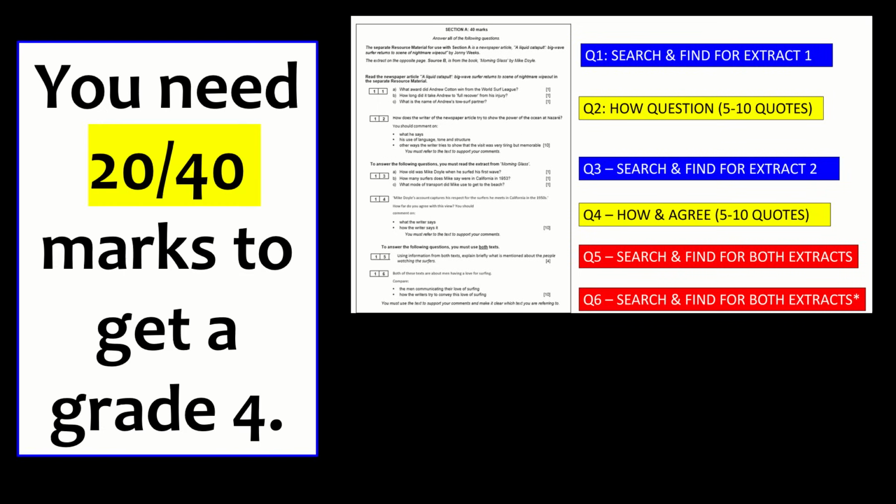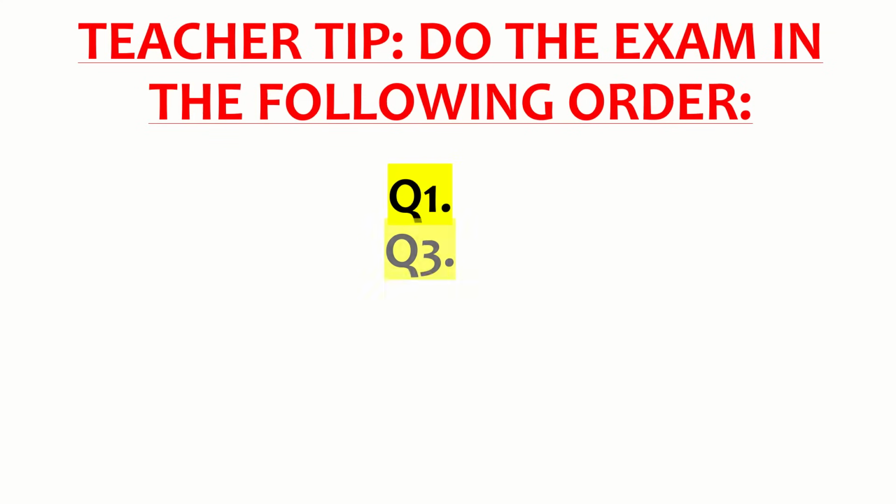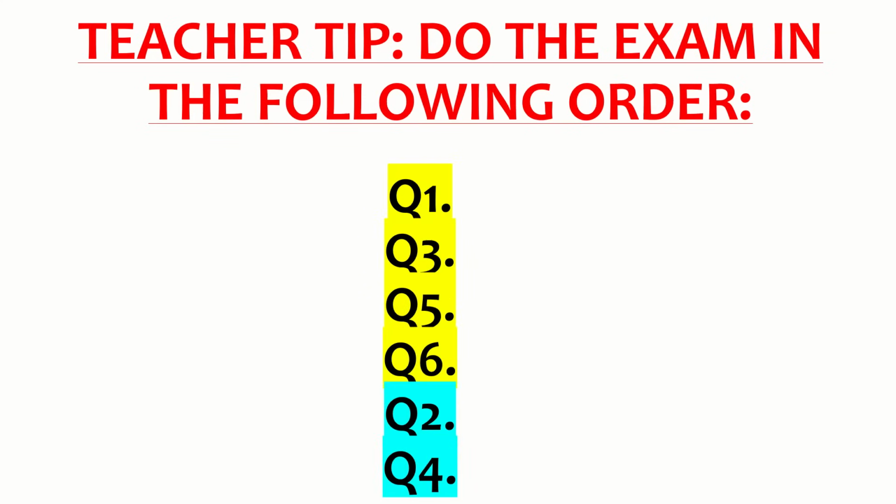You need roughly about 20 out of 40 to get a grade 4. And actually you can get nearly that by just doing the retrieval questions 1, 3, 5 and 6. Like I say, I will come on to question 6. But yeah, so you can get almost the grade 4 just by doing the retrieval questions. So you might think about doing the exam in this order, although the exam board does suggest doing it in the order of the exam. So 1, 2, 3, 4, 5, 6.